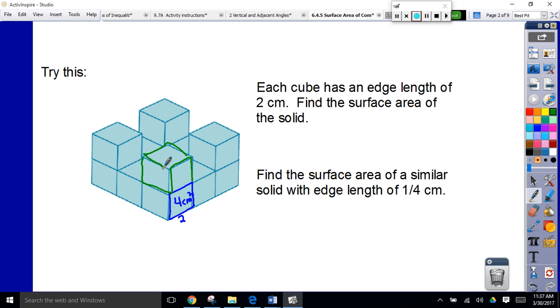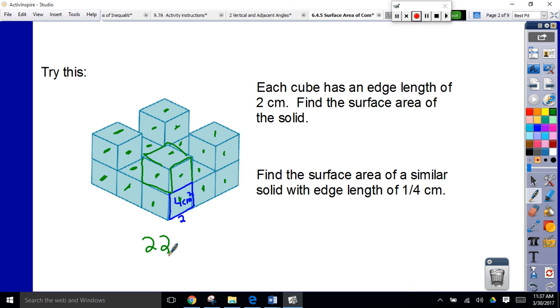First, the easiest thing is just to count all the ones that are there. I'm going to draw a line as I count each one. There's 1, 2, 3, 4, 5. This one, 6, 7, 8, 9, 10, 11, 12, 13. I see one there. 14, 15, 16, 17, 18, 19, 20, 21, 22. So there are 22 faces that I can see.